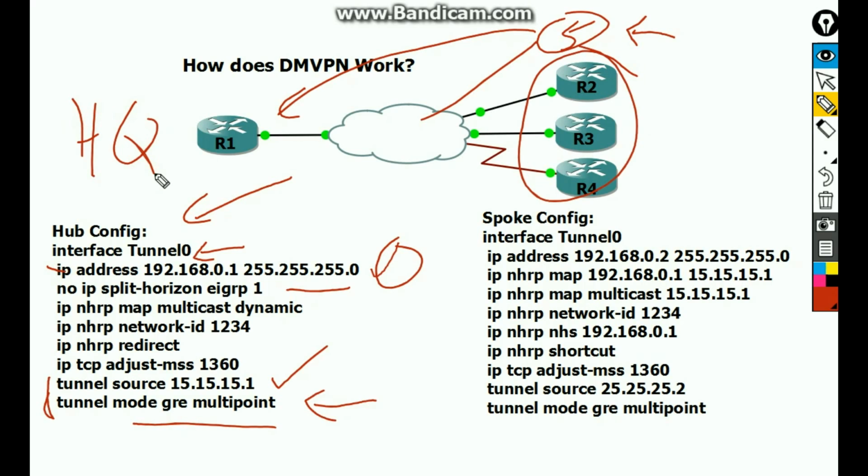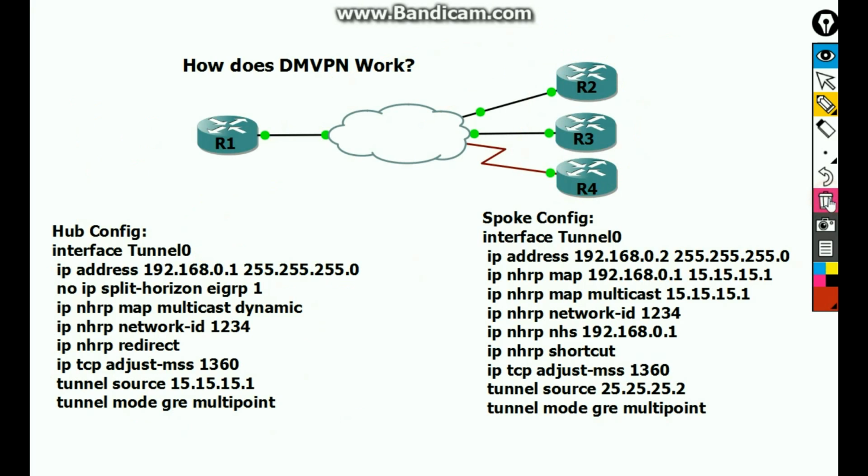So the first thing you need to do is give it a network ID, something unique so that not just any other router could join this DMVPN network. So give it a unique ID. You could even set it up with authentication, but in this network I did not.